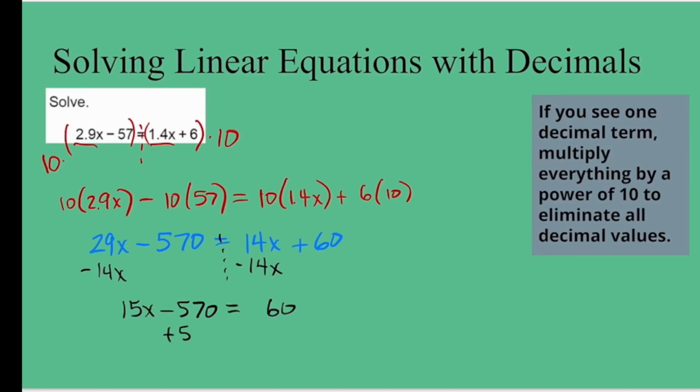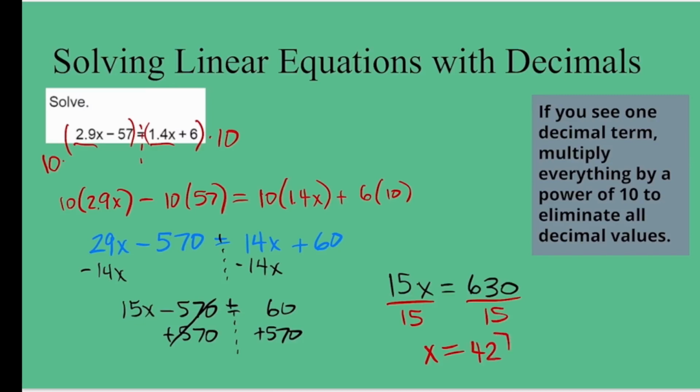I'm going to add the 570 to both sides of the equal sign. So now I have 15 times x equals 630. Last thing we're going to do is divide by 15. 15 divided by 15 gives us 1, so we're left with 1x. And then 630 divided by 15 is 42. That is your answer.